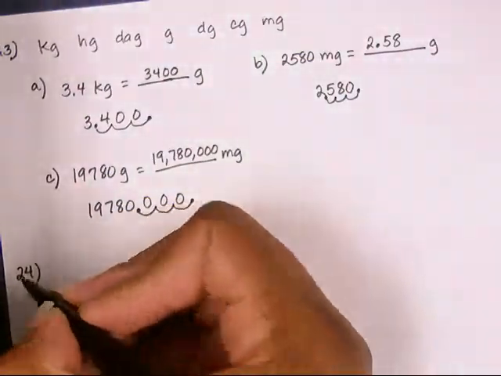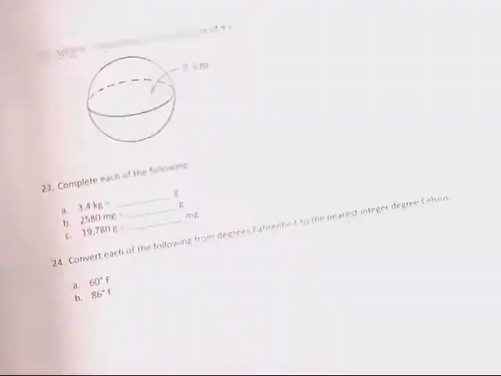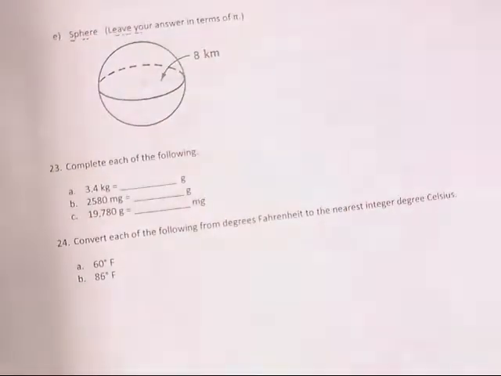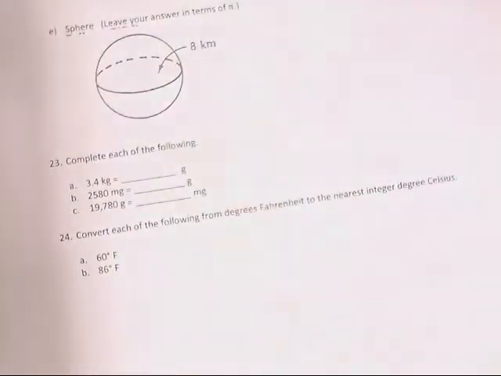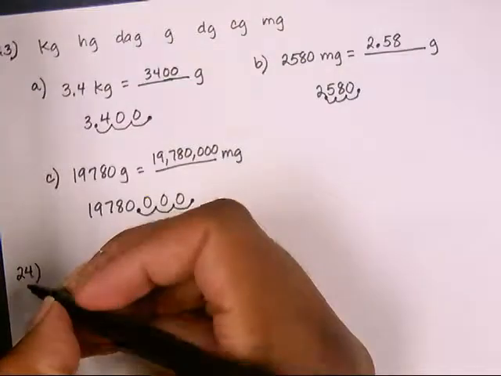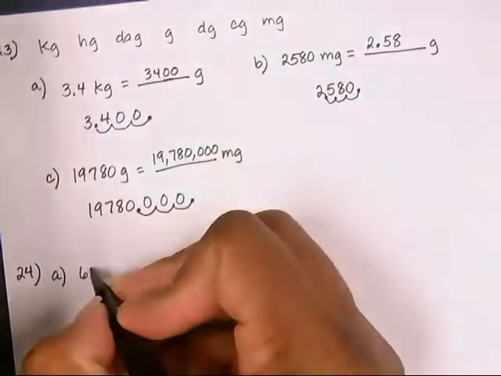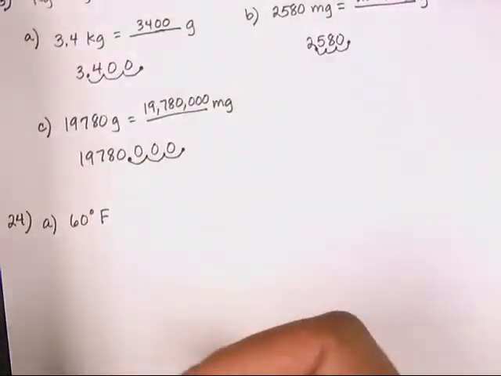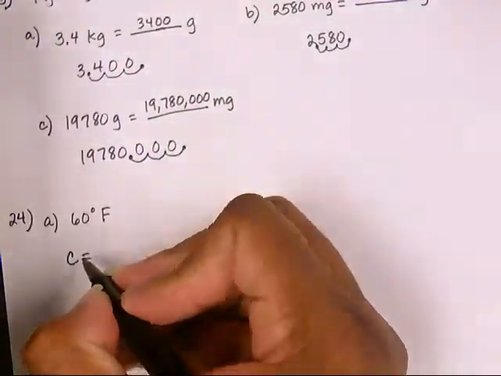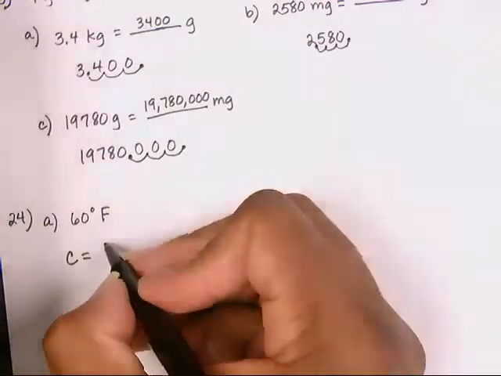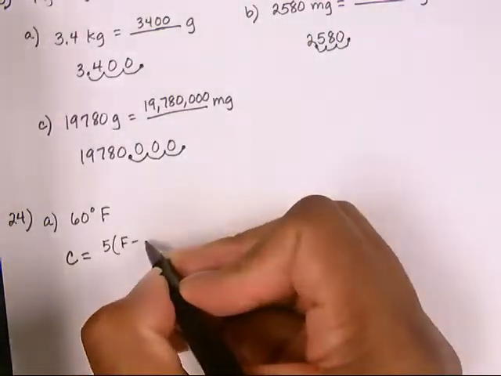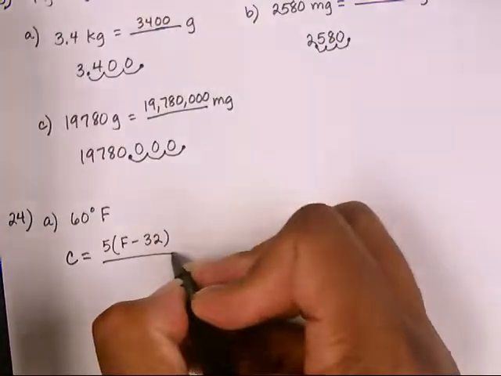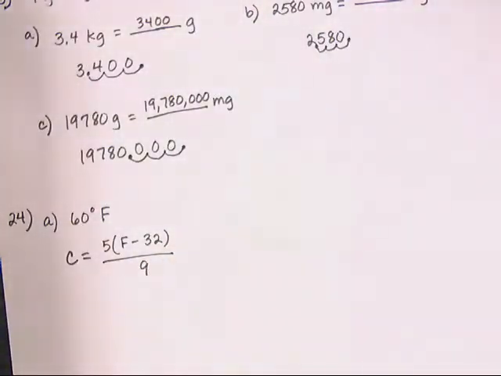And finally, problem number 24 is to convert each of the following from degrees Fahrenheit to the nearest degree, integer degree Celsius. So in part A, we're converting 60 degrees Fahrenheit to Celsius. And the formula to convert from Fahrenheit to Celsius is going to be this. C is equal to 5 times F minus 32, all divided by 9, and the F is the temperature in degrees Fahrenheit.